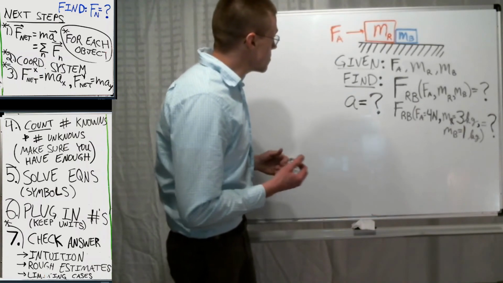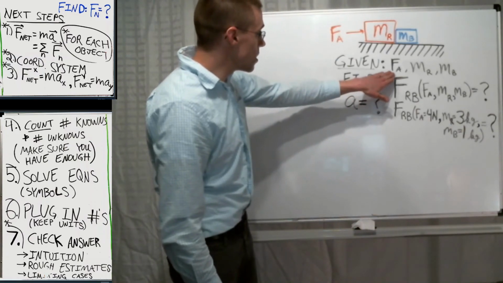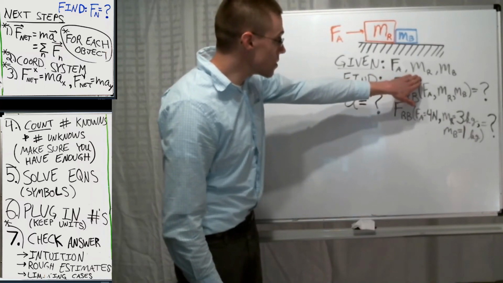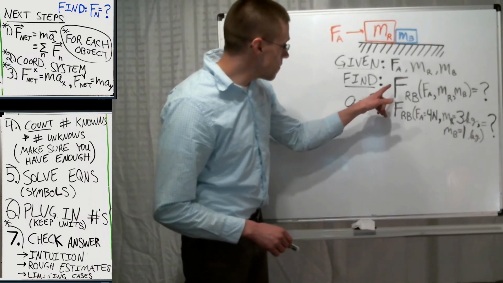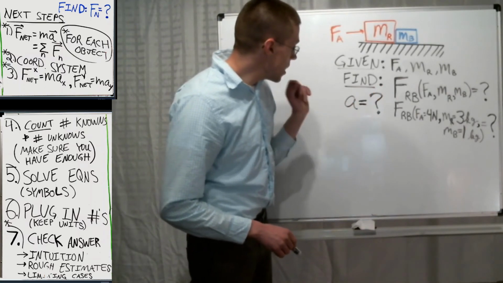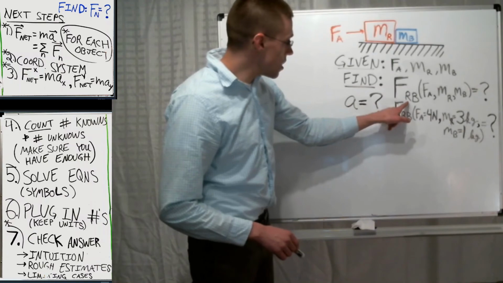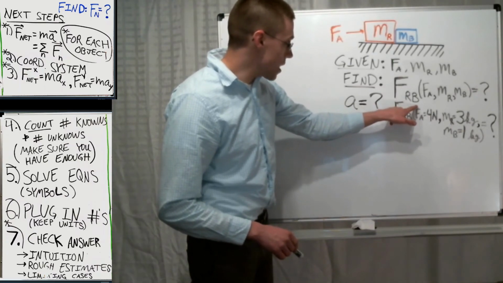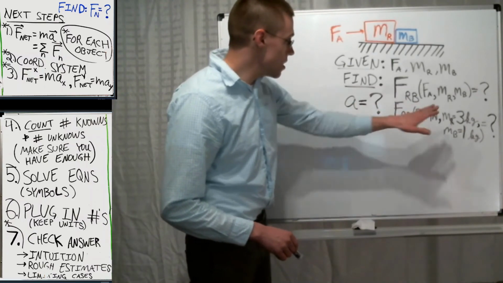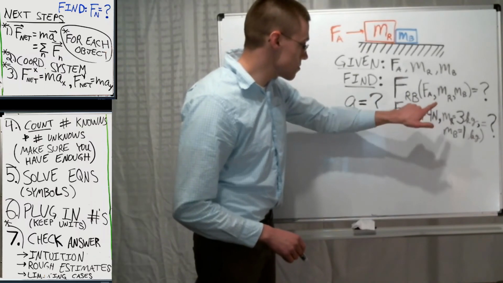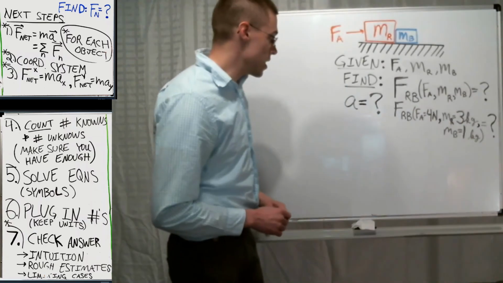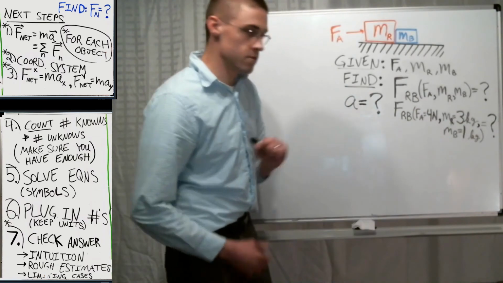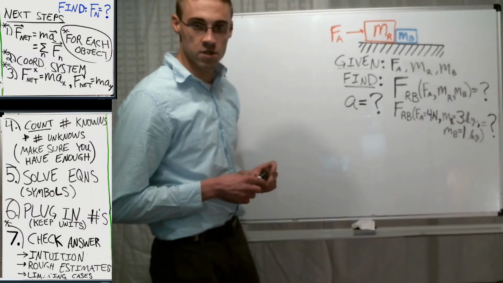Okay, and so let's say that you know the applied force, you know the mass of the red box and the blue box. I want you to find the acceleration of the system, and I want you to find the force on the red box by the blue box. Just in terms of these abstract variables, Fa, Mr, and Mb. And then I gave you numbers to plug in to find the magnitude of that force as well.